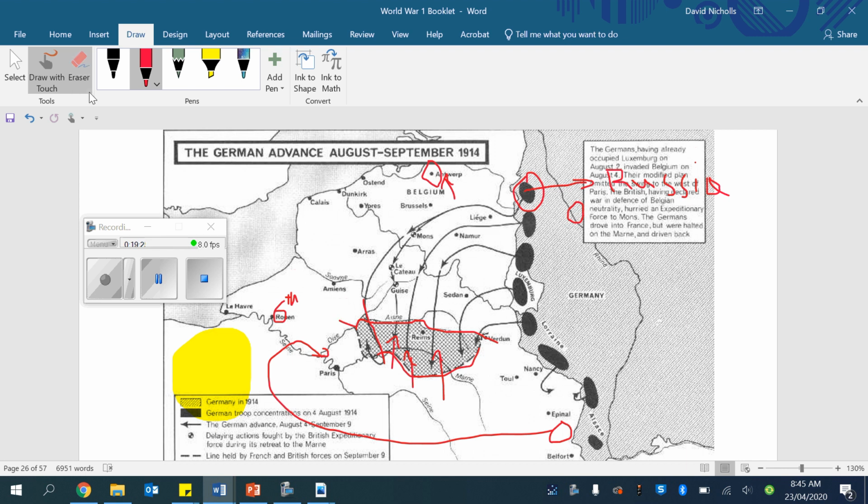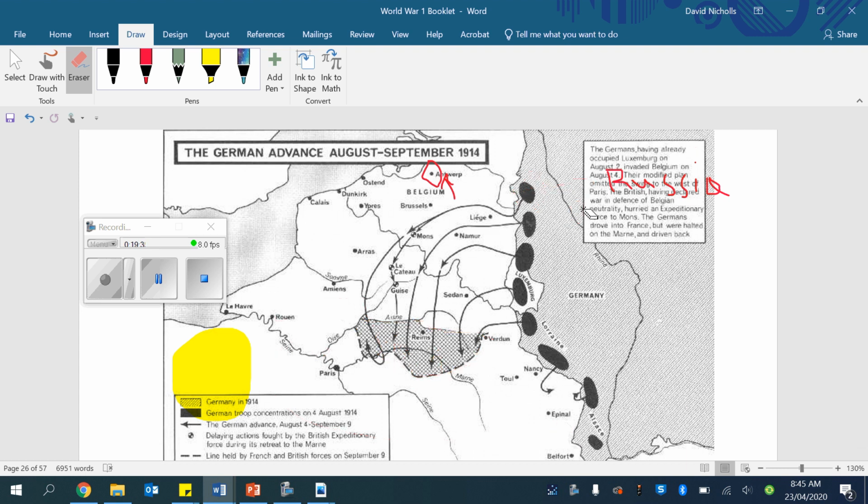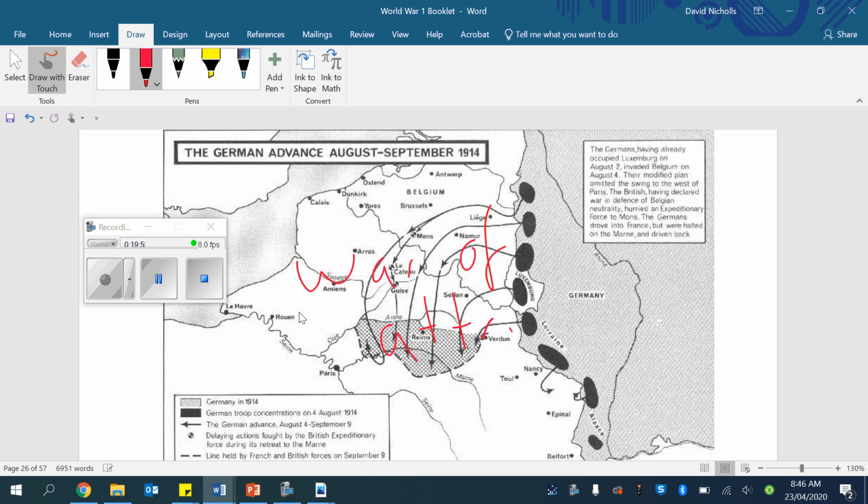Now, the biggest thing to note out of all this that you have to know is that the Schlieffen Plan fails. There is no knockout blow for the Germans in France. Plan 17 fails. There is no knockout blow for the French in France. This means that the war will settle into a war of attrition. The Germans are not equipped for a war of attrition.